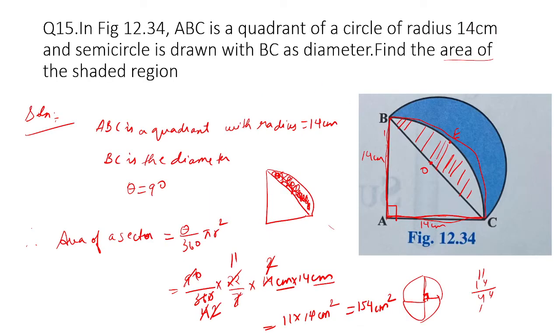The next thing we need to find out is what BC is, because we do not know the radius. AC and AB are the radius for only this quadrant, but not for the semicircle. So we need to find BC, the diameter. This is the triangle given to us.